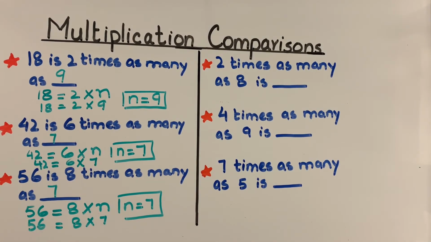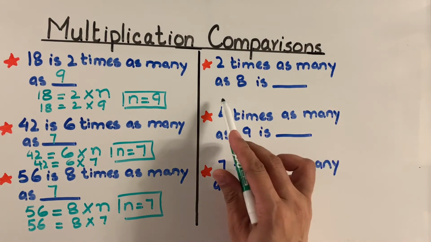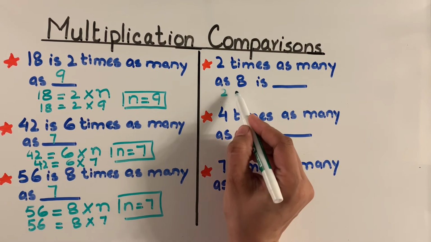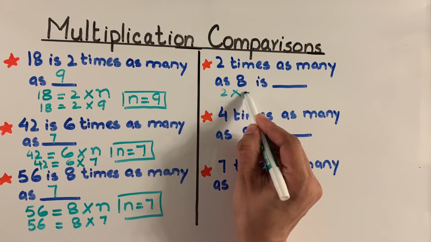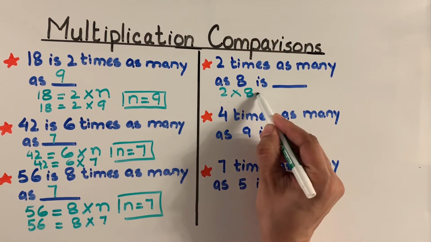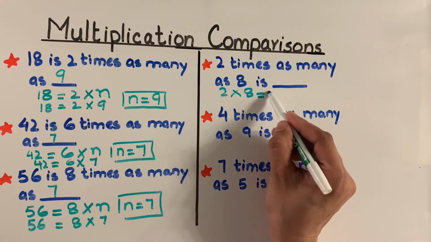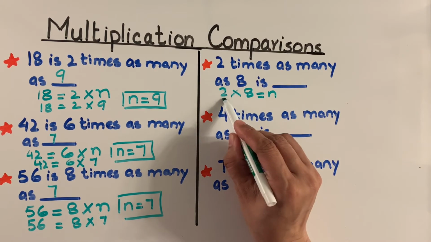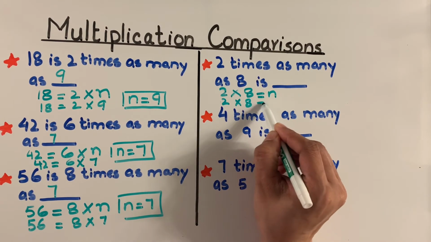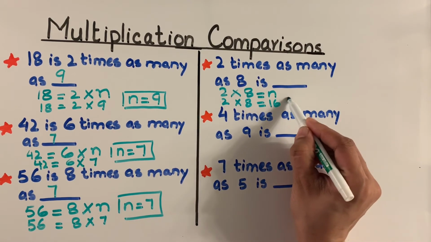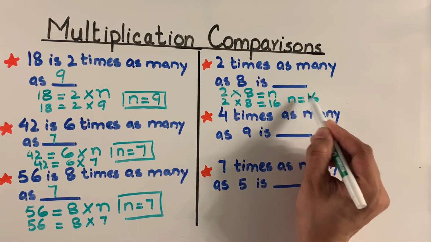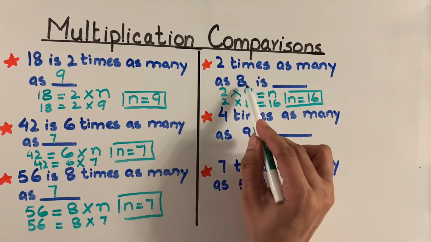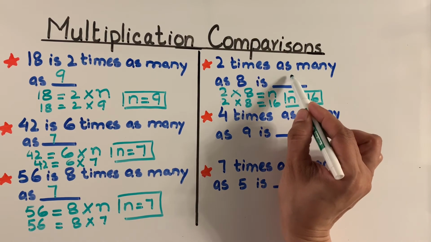Let's interpret some other statements. 2 times as many as 8 is. So let's write it here. 2 times as many as 8 is equal to what? Is equal to n. So what will be the answer? 2 times 8 is equal to 16. n is equal to 16 here. So 2 times as many as 8 is 16.